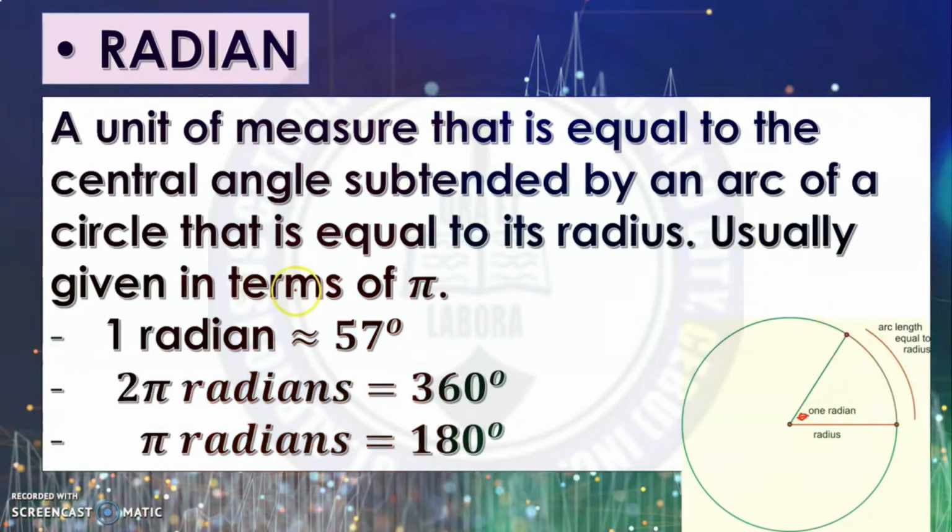Usually given in terms of pi. So approximately, class, 1 radian is approximately 57 degrees. Of course, you already know what a degree is. 2 pi radians is equivalent to 360 degrees. That is equal to 1 revolution. And half of that, pi radians, is equal to 180 degrees, the measure of a semicircle.